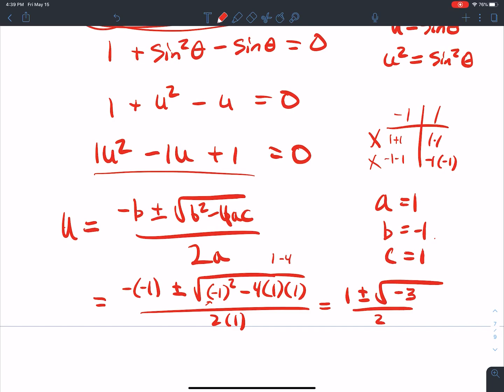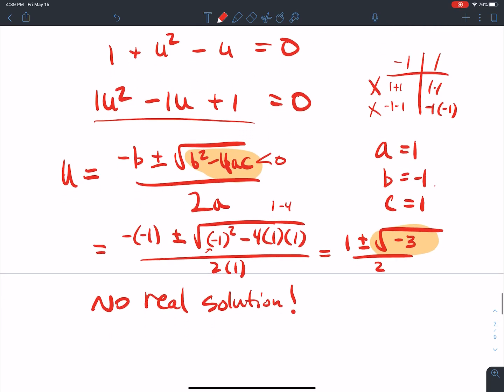Uh-oh. We have not talked about taking the square root of negative numbers in this class. Since the discriminant here, b squared minus 4ac, is negative, that's less than 0, therefore there are no real solutions for this. And we're dealing with real numbers, so no real solution.